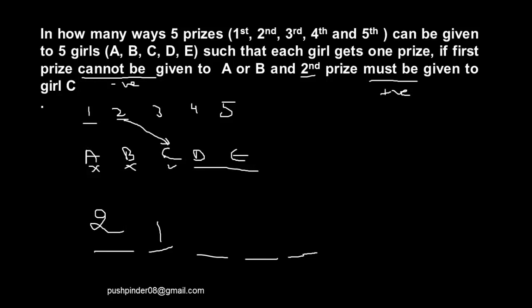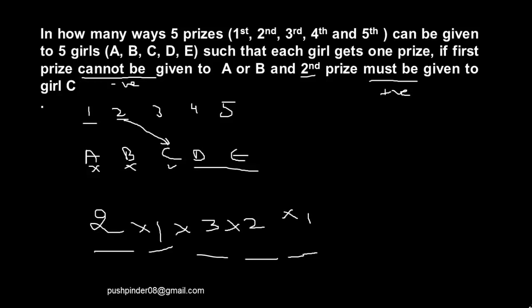C has already been given second prize. Second prize has already been given to girl C. So now we are left with only 2 options, girl D and E, right? Is there any condition left? No, there is no condition left. There are 3 girls and 3 prizes, which can be given in 3 factorial ways. So this is our answer, right?